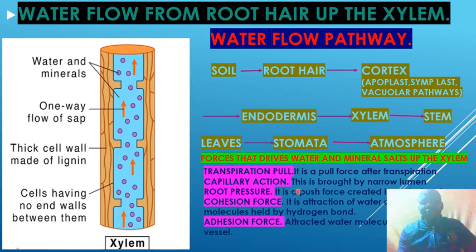We have the root pressure, so this is a push force, and this will be created in the endodermis. Then cohesion, then adhesion force. Cohesion force is a force of attraction. What is being attracted? Water molecules get attracted, then will be held up by hydrogen bonds. Water molecules get attracted and then bind through hydrogen bonding. Then the adhesion force, the attracted water molecules will adhere to the xylem vessels. That is by the adhesion force.